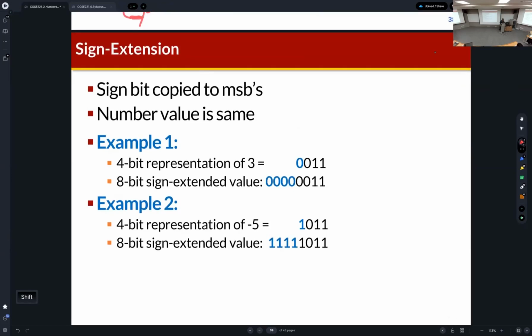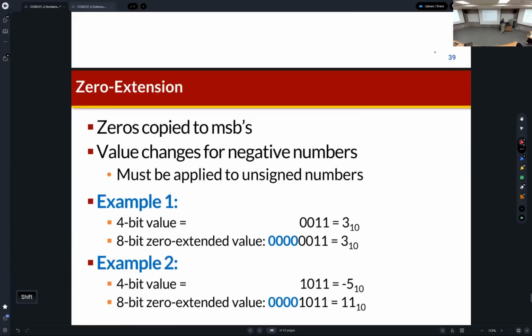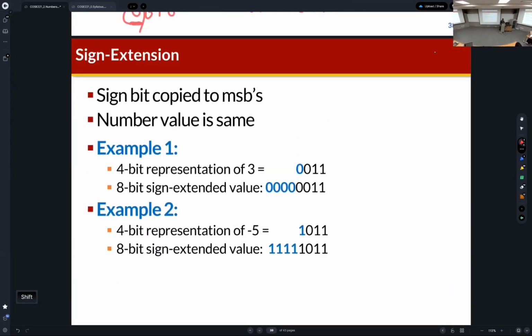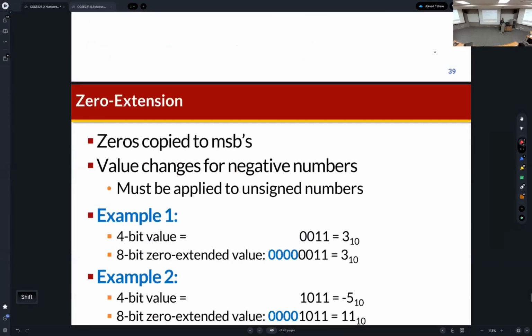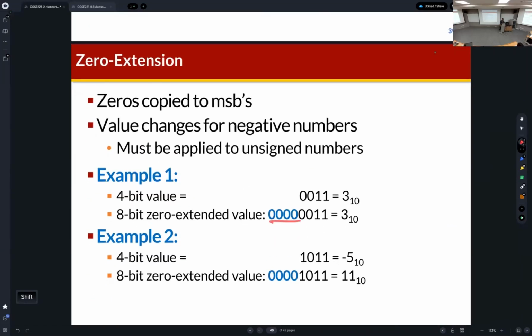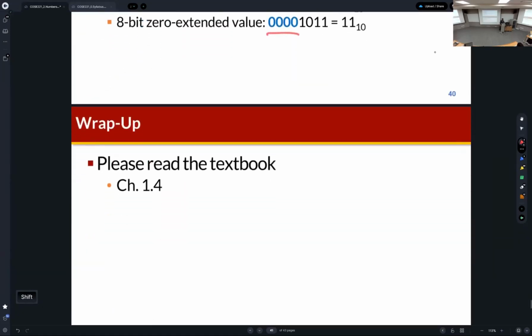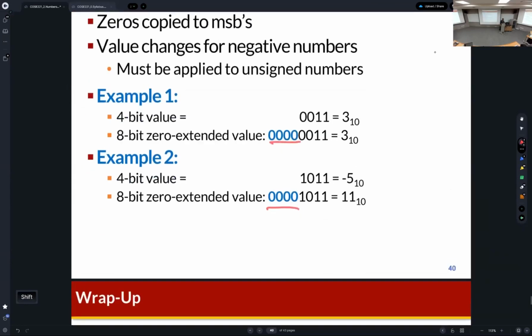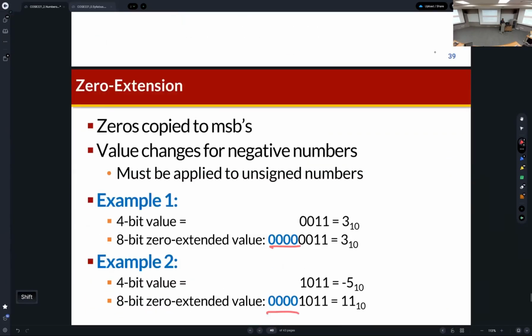So it's a sign extension. In sign extension, the MSB represents the sign bit, so this MSB is repeated. Then in zero extension, always zeros are added. Okay, that is the difference.